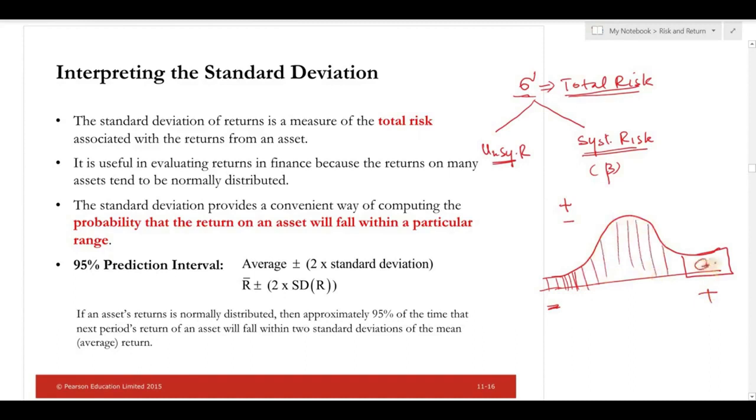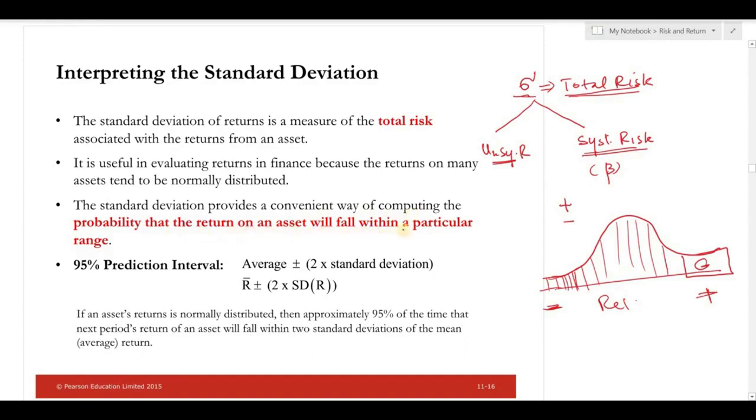So this is some extreme case where you get positive returns, and there are some extreme cases where you get negative returns. So it means the returns on the stock follow the normal distribution. And the standard deviation provides a convenient way of computing the probability that a return on an asset will fall within a particular range.